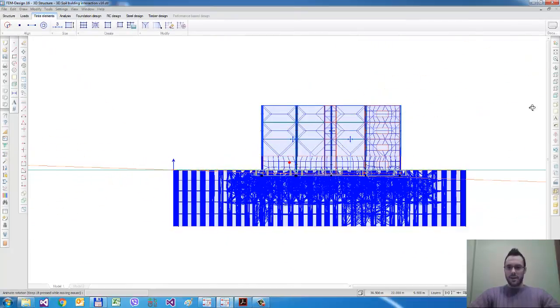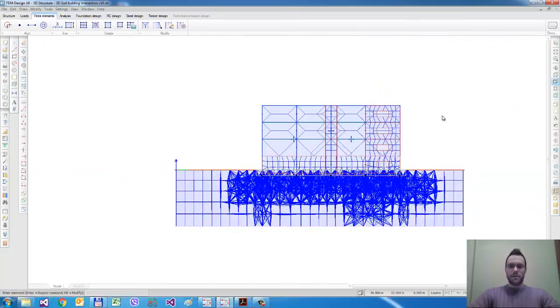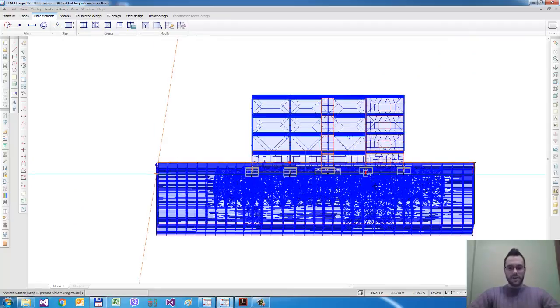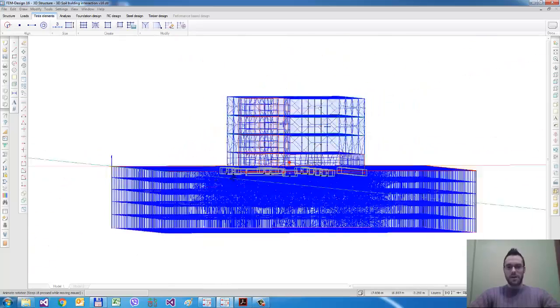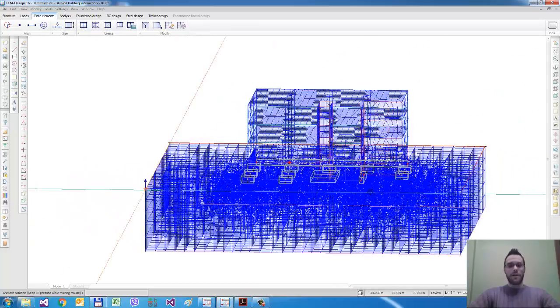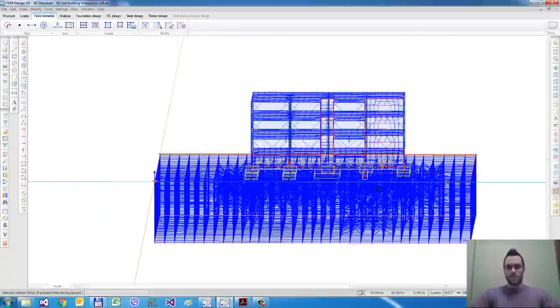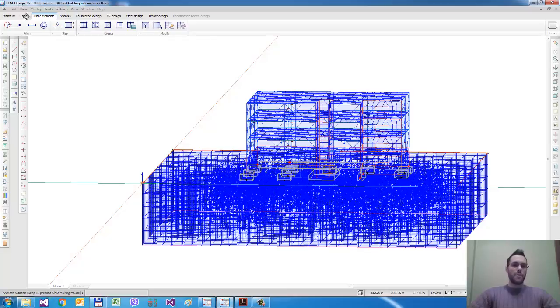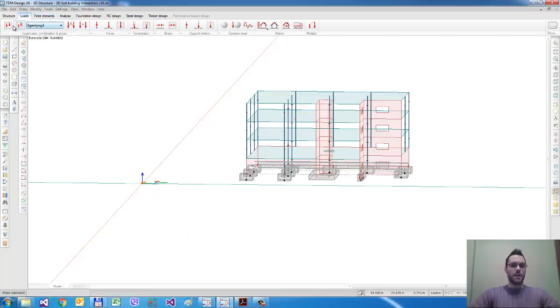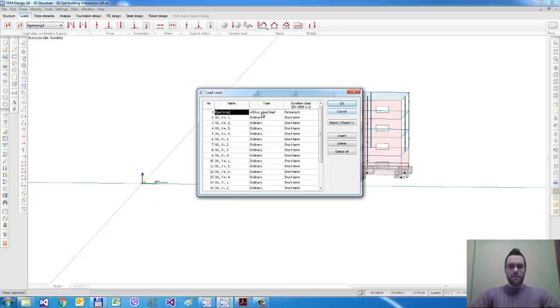You can see here under the building the different types of 3D soil mesh, and at the top of the building we use beams, shells, and so on, and we apply some wind load and the self weight of the soil at the top of the structure. And of course, for the nonlinear calculation we apply not just the structural dead load, but also a soil dead load in a specific load case.